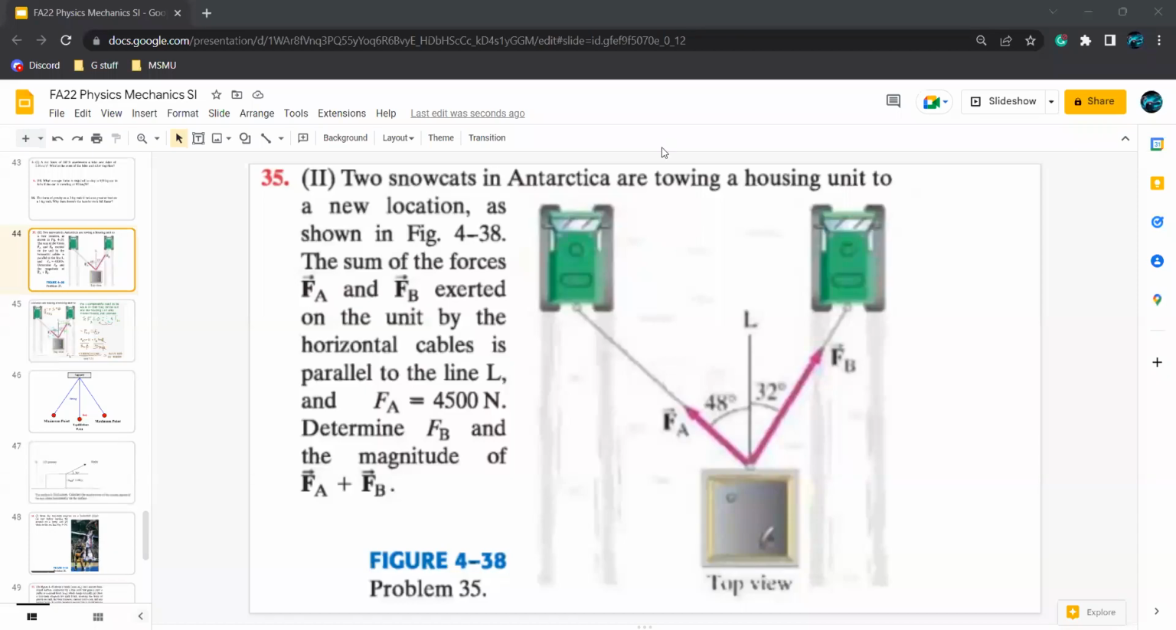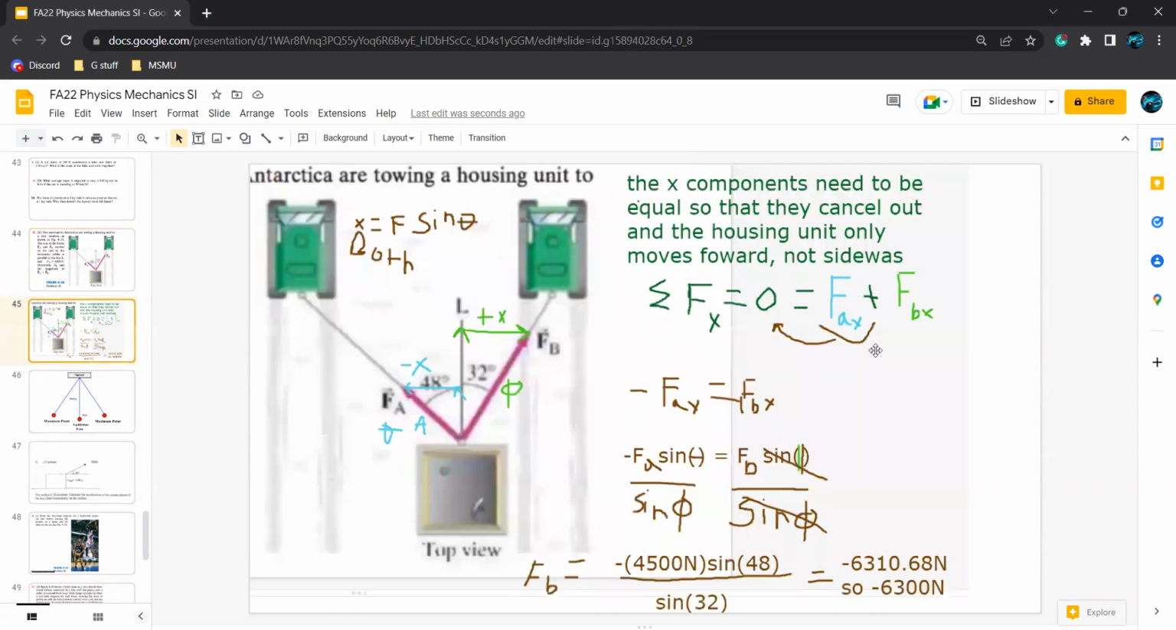Okay, so we started on this problem in the last video. This is what we did. We found the force of x on both sides because we know that it's going to have to be symmetrical in order for them to cancel out. So we know that FA of x is equal to the negative of FB of x and vice versa.